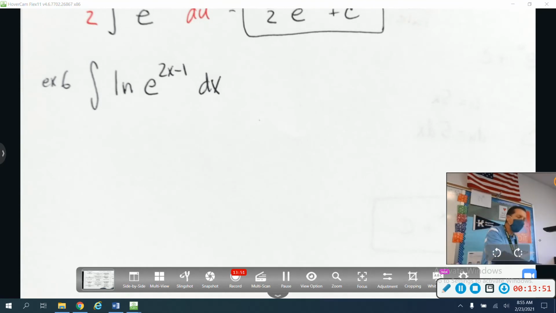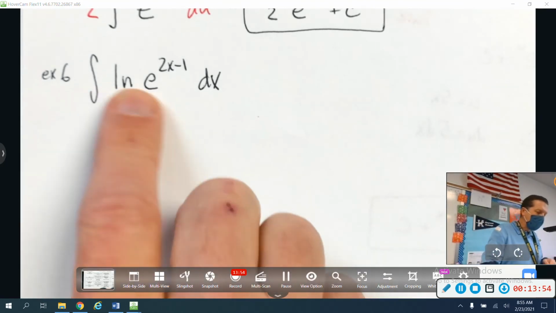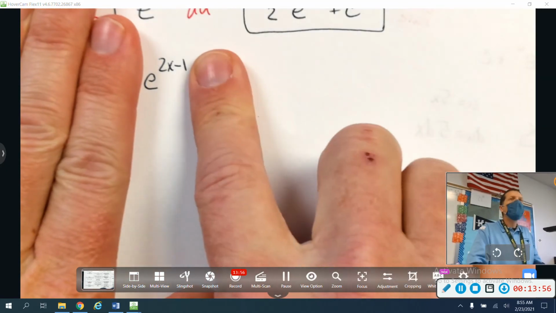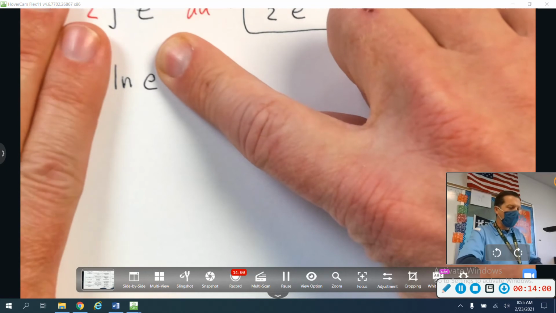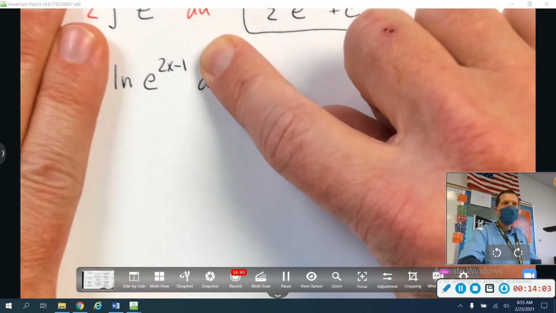But I'm not taking the natural log of e, I'm taking the natural log of e to the 2x minus 1. So yes, the natural log of e is 1, but I can't use that, at least right now, because that e has an exponent on it.